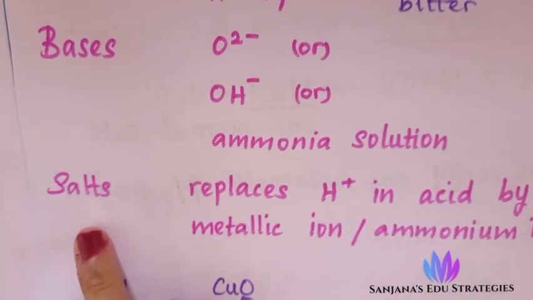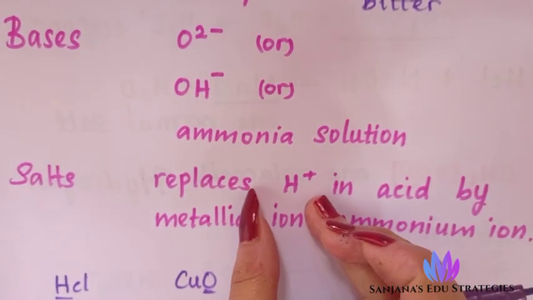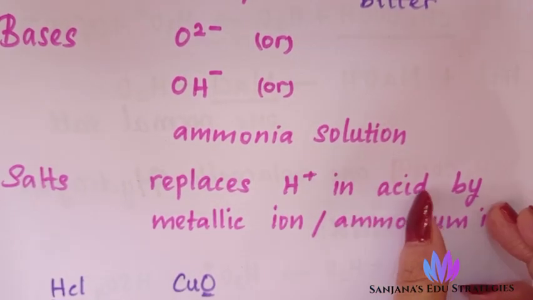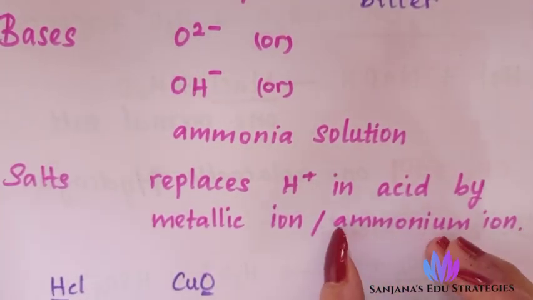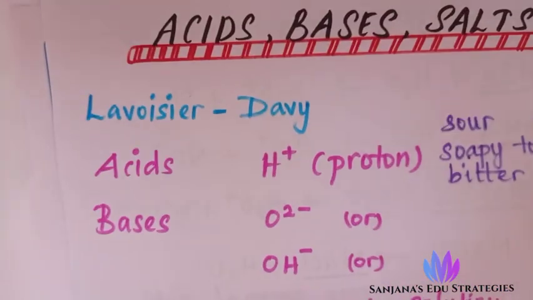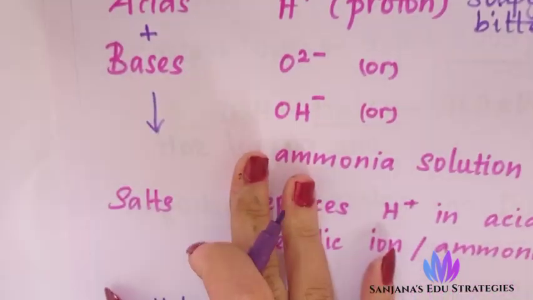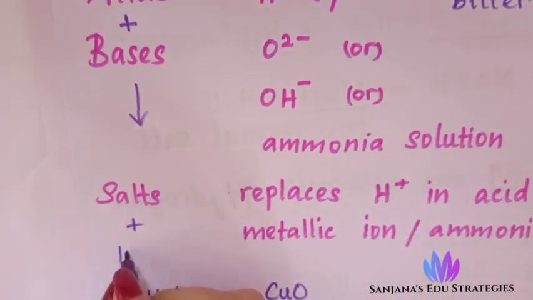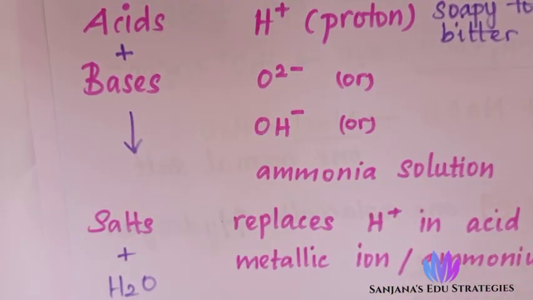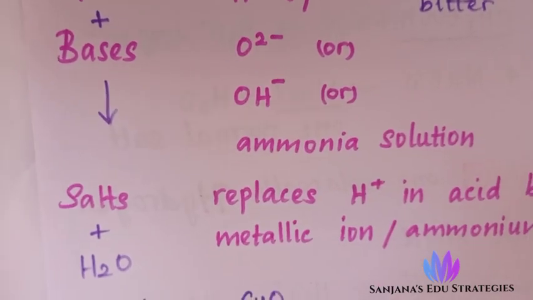Next is about salt. Salt is formed when you replace the H plus ion in an acid by a metallic ion or ammonium ion. That is, acid plus base gives salt plus water. Okay, this is a reaction: acid plus base gives salt plus water. Okay, that's all about the basics.